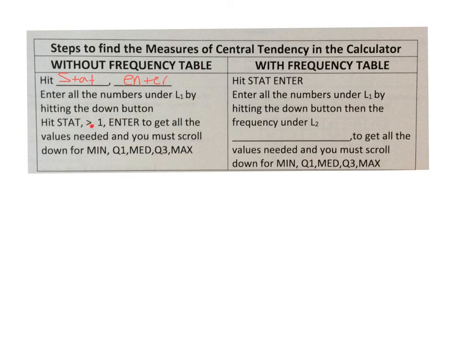Don't forget this arrow right here. When you see this arrow, that means that you're going to arrow over to the calc part on your calculator. So it's stat calc 1, enter, enter, enter, enter. The next part is we're going to hit stat, enter, enter all the numbers under L1 by hitting the down button, then the frequency under L2.